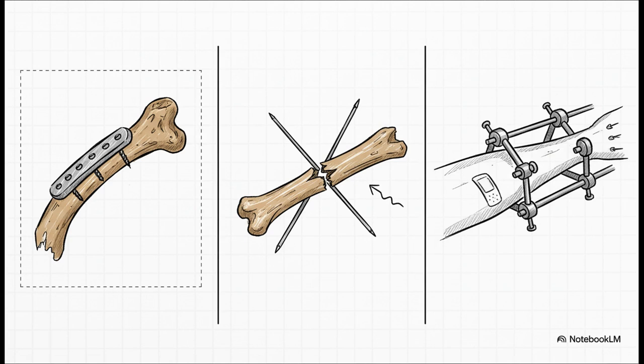This thing is amazing. It's a plate with locking screws that creates a super stable, fixed-angle construct, which means patients can start moving their wrist much earlier. For simpler fracture patterns, we might use percutaneous K-wires. We just drill a couple of pins across the fracture through the skin. It's less invasive. And then for the really nasty ones, severe open fractures with tons of soft tissue damage, we'll use an external fixator, which is basically like scaffolding on the outside to hold everything steady.